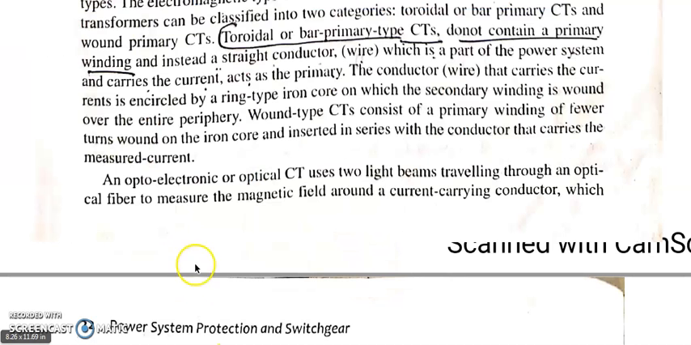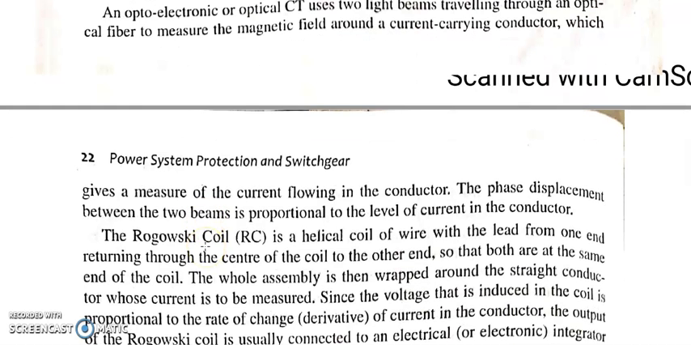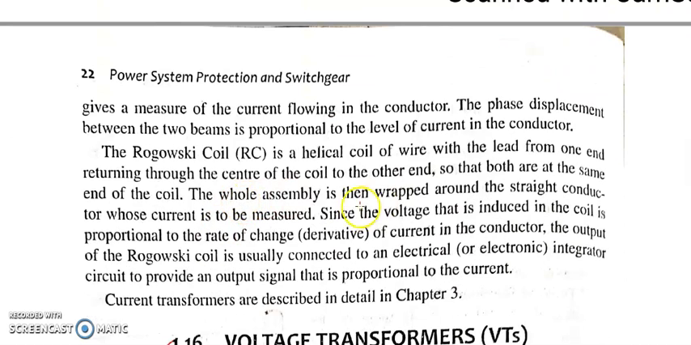Okay, and the third one is a Rogowski coil, that is R-O-G-O-W-S-K-I. Rogowski coil. So again you are going to learn this in detail in coming classes. As of now, for the basic knowledge sake, just remember it's a helical coil of wire. The whole assembly is put over the straight conductor whose current is to be measured. Very simple, in simple narration they have explained here.